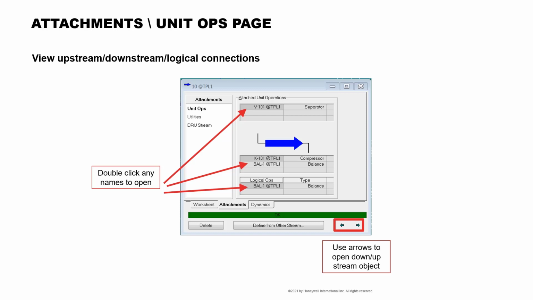This is the attachments tab and unit operations page of a stream, and this gives us some useful information about what's connected upstream and downstream and via a logical connection. So typically that would be a spreadsheet, but it might also be an adjust or a set. In this case, the stream is showing us there's a balance connected. We can also use the left and right pointing arrows to move to the upstream or downstream object.